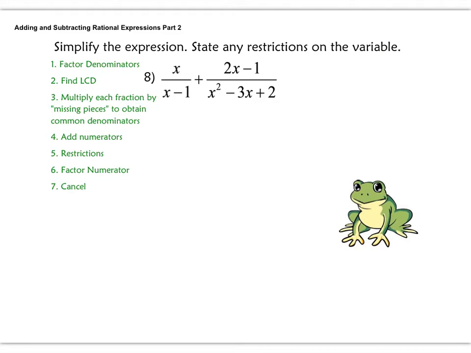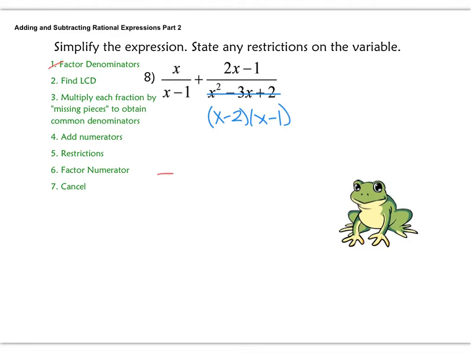All right, next problem. A plus sign, so we don't have to worry about distributing any negatives. Notice I'm always looking for that first. Then step 1, factor denominators. So the first one will not factor, but the second one here, we can do x minus 2 and x minus 1. So that'll factor.